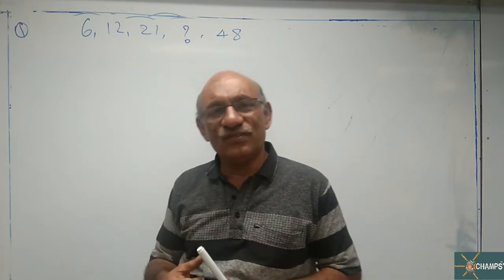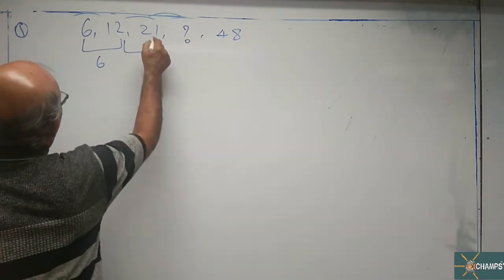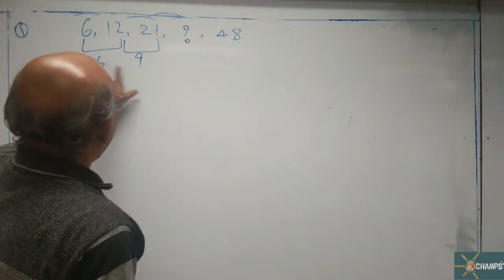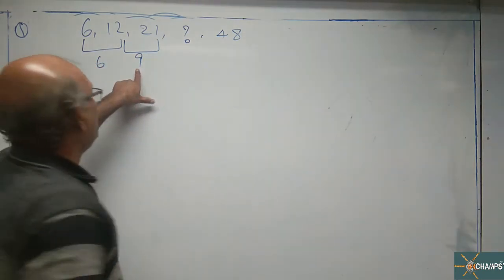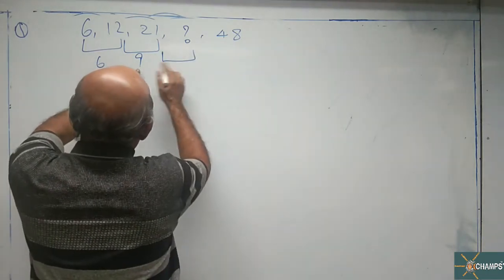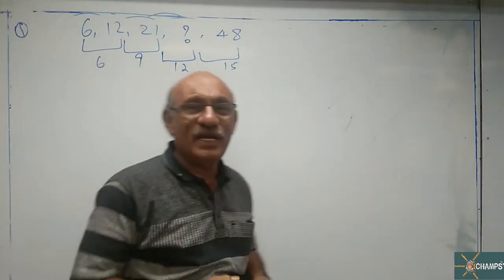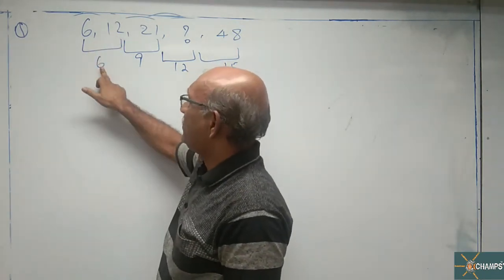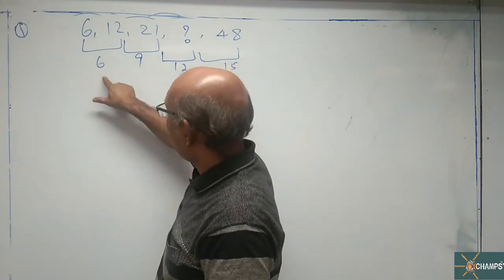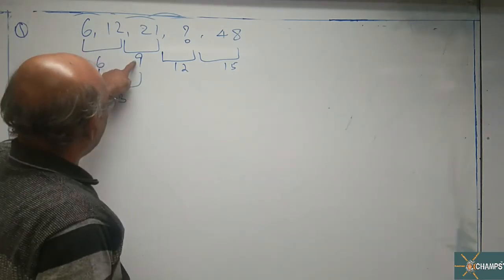Then let us see the difference. 12 minus 6, this difference is 6. 21 minus 12, this difference is 9. Difference of difference is 3. So let's add 3 here by trial and error method. 9 plus 3, 12. 12 plus 3, 15. This point again I am repeating, sir. 12 minus 6 is 6. 21 minus 12 is 9. So difference of difference is 3. 6 plus 3, 9.